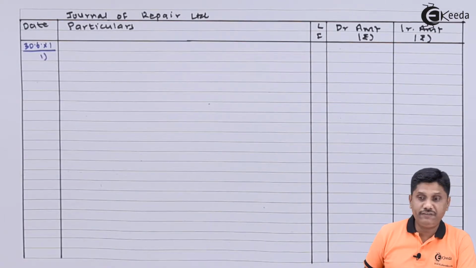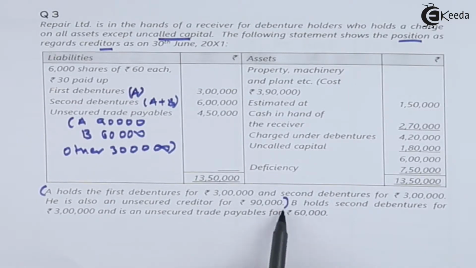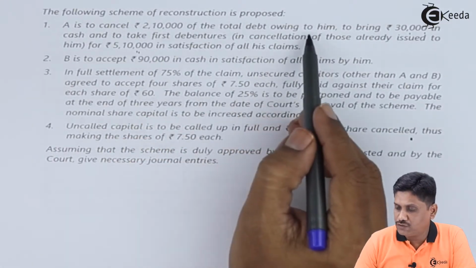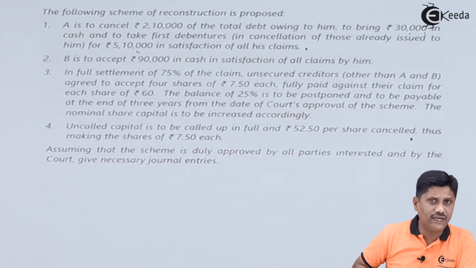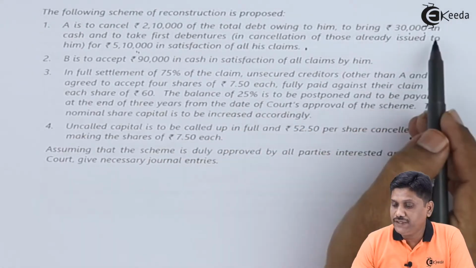Friends, we are ready with our journal. Now let's read the question and decide what entries we can pass. They are saying A holds first debenture of rupees 3 lakhs, second debenture of rupees 3 lakhs. He is an unsecured creditor for rupees 90,000. These are the dues of A. What they are talking relating to A, let us see. A is to cancel 2,10,000 of the total debt owing to him. First we will decide how much amount is owing to him. Then we will cancel 2,10,000 plus bring 30,000 in cash.